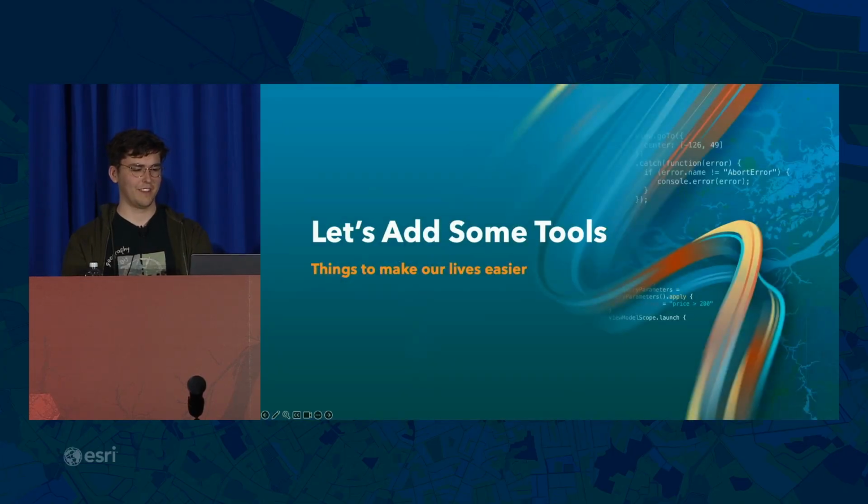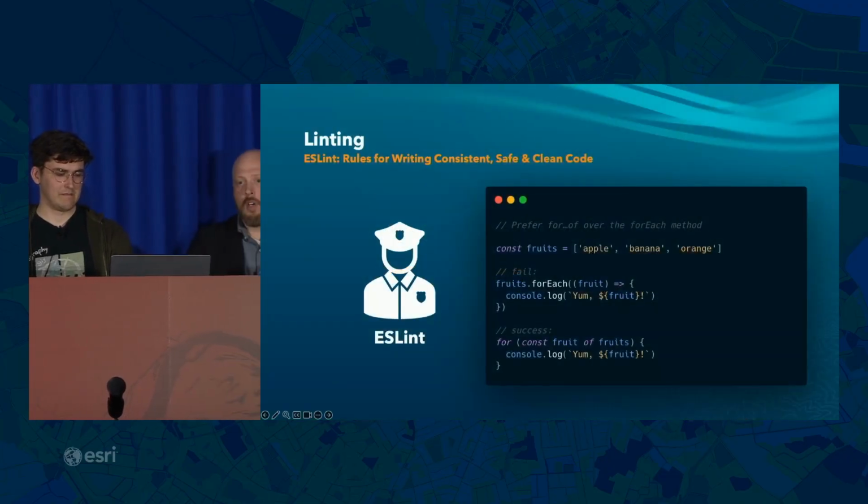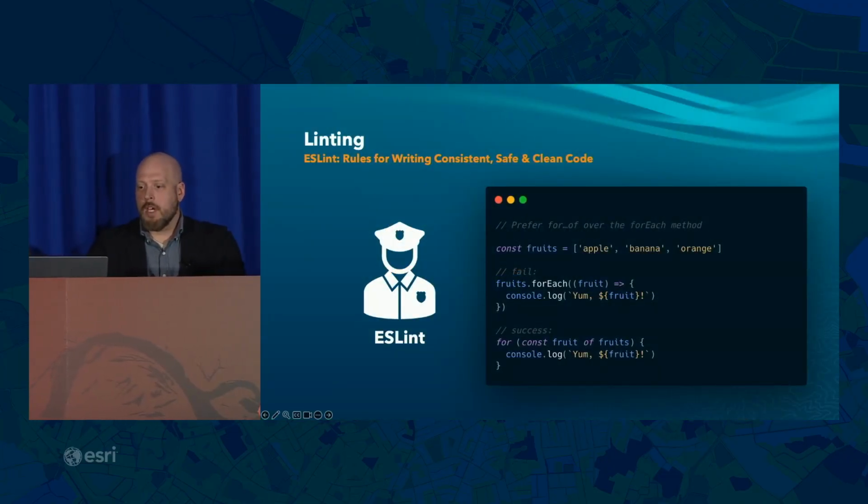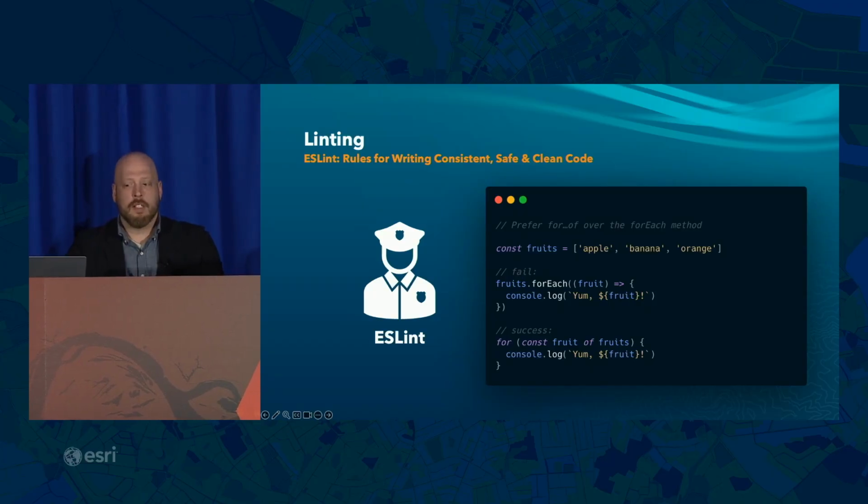Yeah, and so now let's actually add some tools to our code rather than the things that we're using to develop. Yeah, so first we'd like to add some tools into our processes now. So up first, we want to look at linting. So ESLint, rules for writing consistent and quality code.